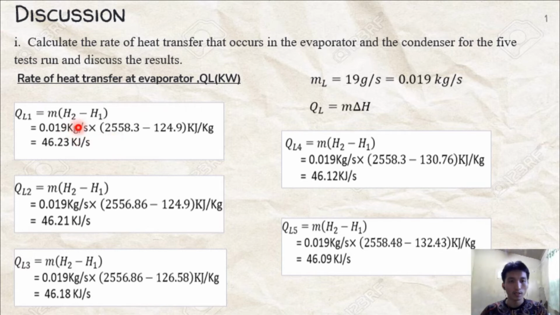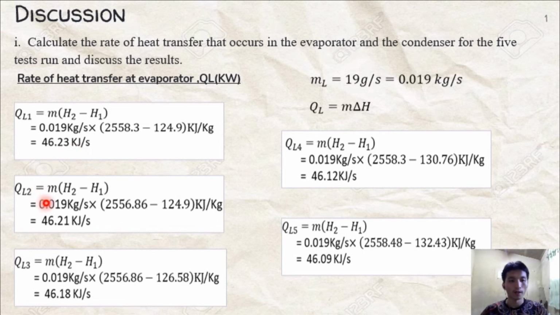For H1 and H2, I need to clarify first that they can be found from the steam table, by interpolating the value from the steam table, and we will get these values. By that we just substitute the data into this equation, and we will get for QL1 46.23 kilojoule per second.